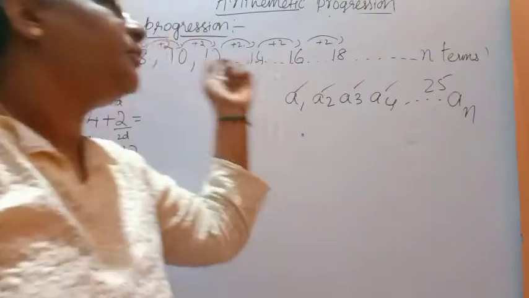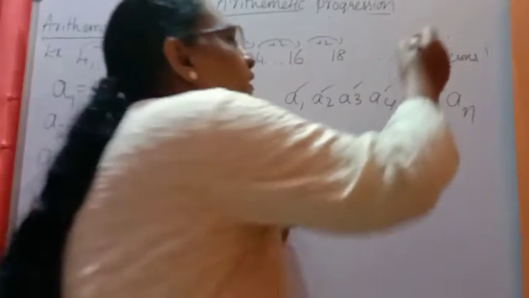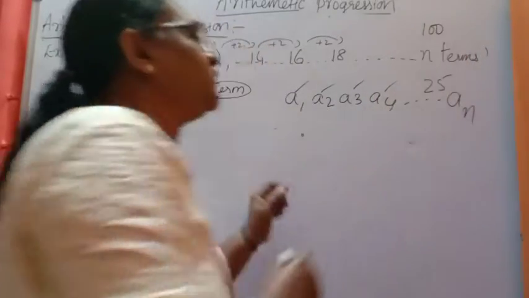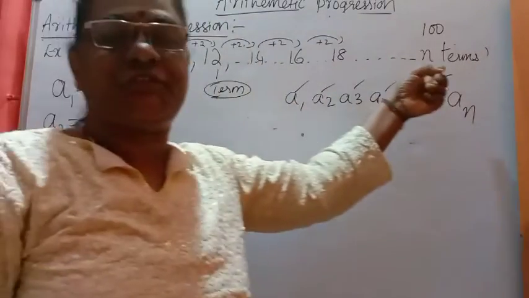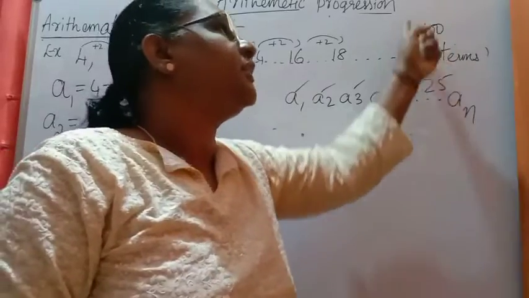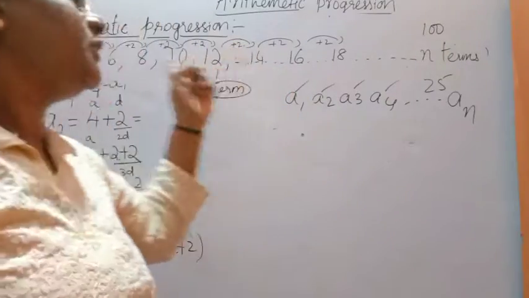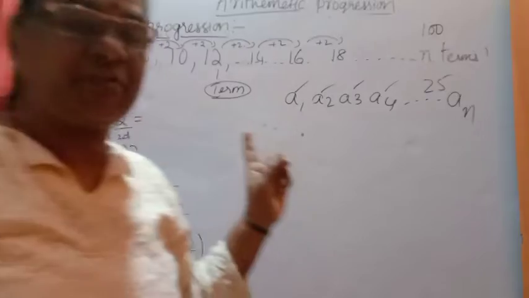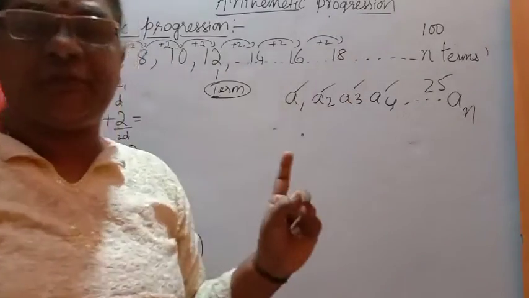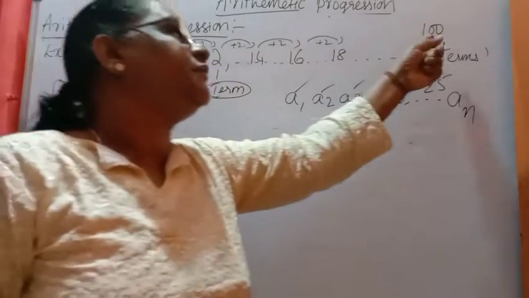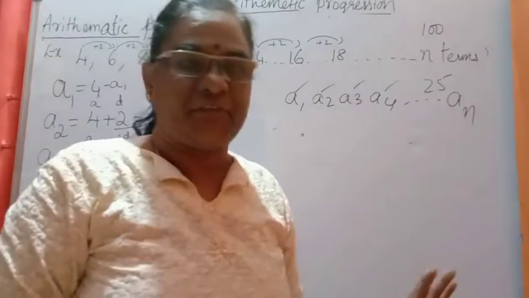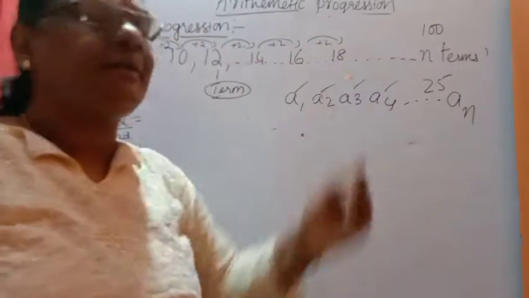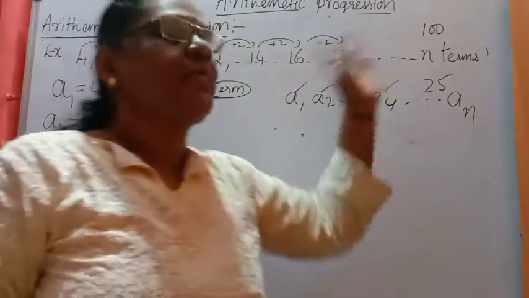Suppose the value of n is 100, meaning you have 100 terms in this sequence. So the last term is the 100th term. If you have 1000 terms in this sequence, the last term we call the 1000th term. Similarly, if you have n terms in this sequence, we call it the nth term.